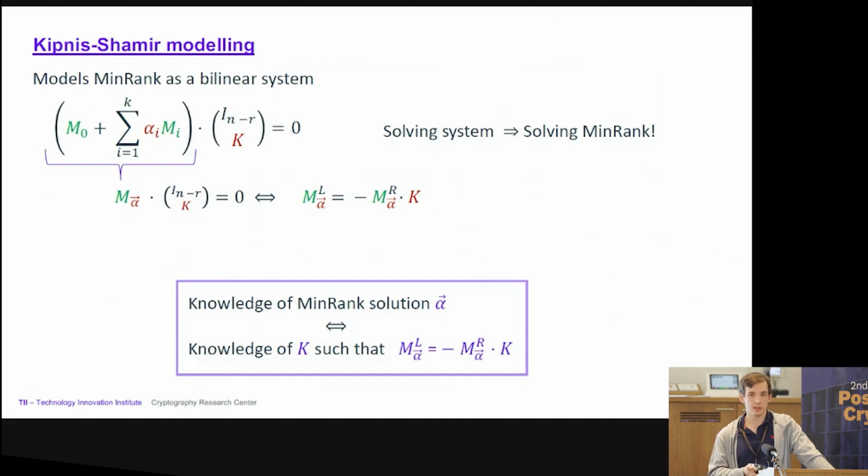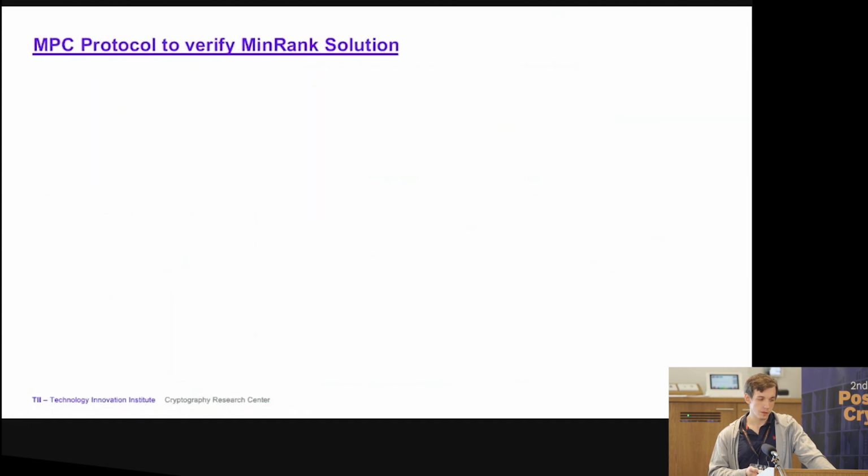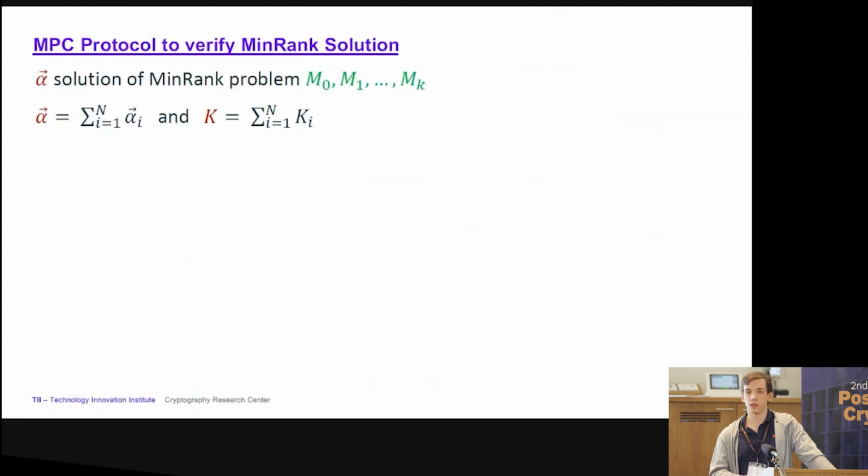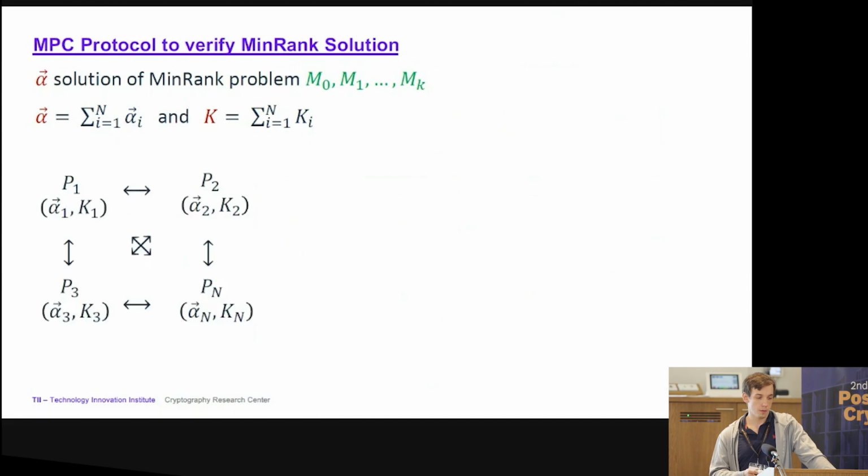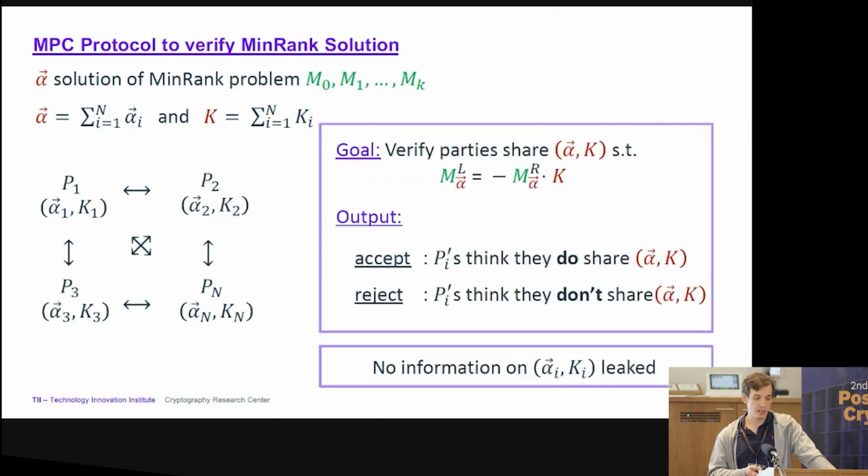But on the other hand, the good thing is that we have a linear relation which we can verify via an MPC protocol, which is very well suited for this purpose. So how does this work? Again, we construct shares of alpha and k, which now are the secrets, and distribute them to the MPC parties. And then we want this MPC protocol to verify that the parties indeed share alpha and k such that this identity is verified. And again, they accept if they think they do, and otherwise they reject. And no information on the shares should be leaked.